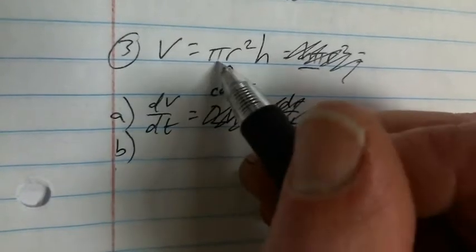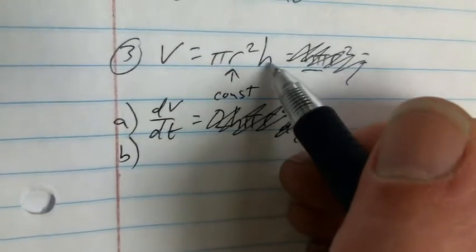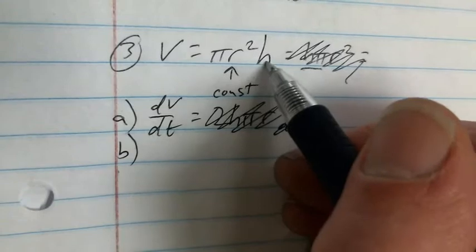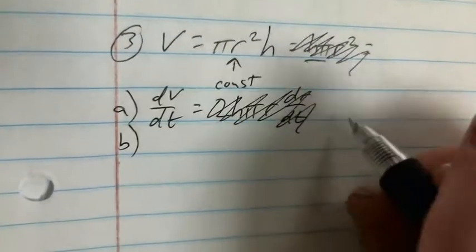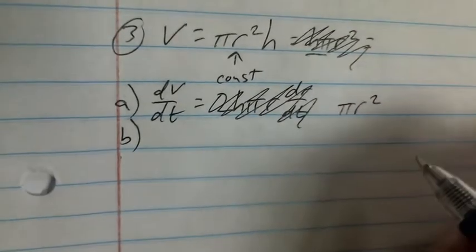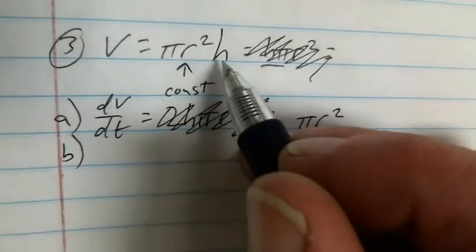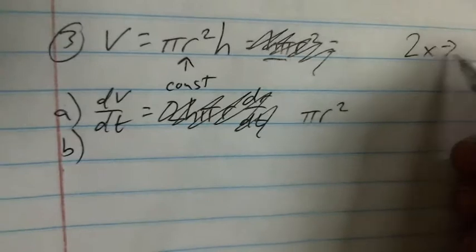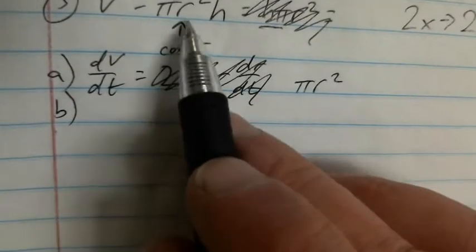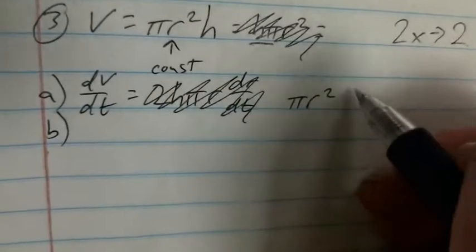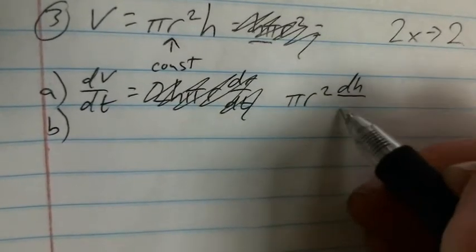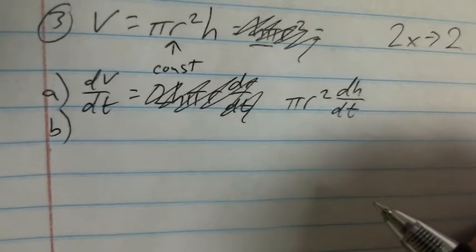Alright, so this is just this derivative. So the derivative of V with respect to t, all this is constant, so that just comes out front. And it's times h, but just like the derivative of 2x is 2, the derivative of pi r squared h is just pi r squared. But of course the chain rule makes it so that we have to do dh/dt. That's the proper answer to A.